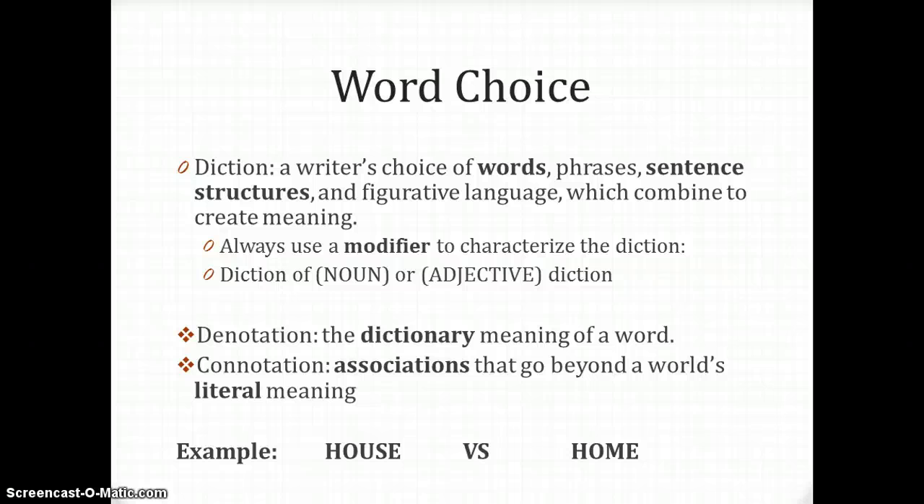Home connotes a place where you feel comfortable, that you want to come home to. So they say home is where the heart is. It has more emotion to it. You have an attachment to a home. So here's an example of where the denotation of two words are the same, but their connotation is quite different.